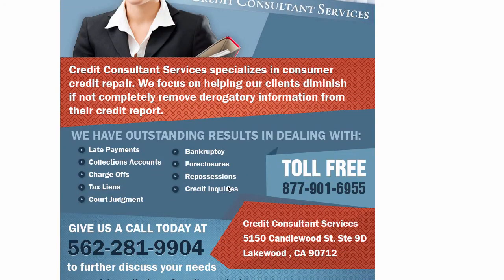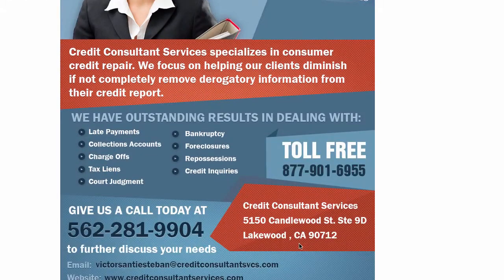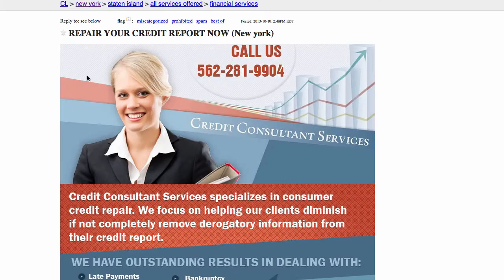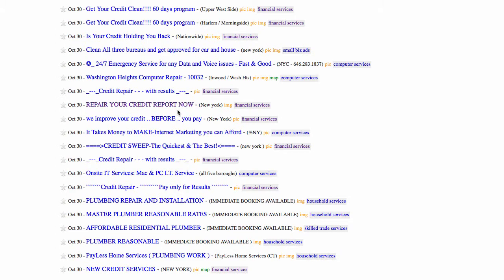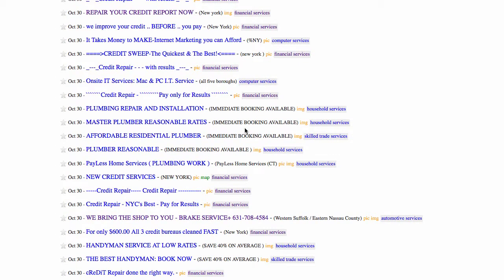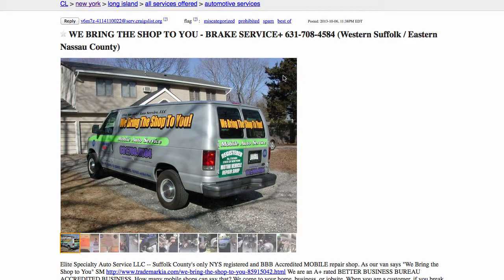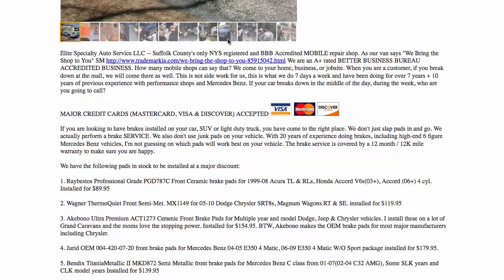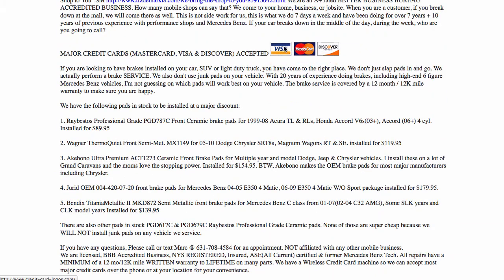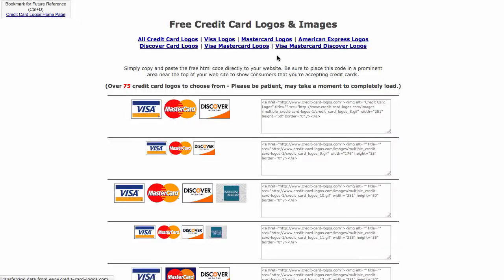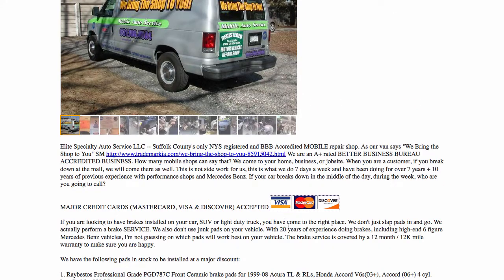And call toll-free. It's a good toll-free number, but they're based out of California, so normally you would want someone local when looking for a service. Here's somebody who's using the phone number in the ad. It's not credit repair, but if you're selling leads to brake services, this would actually be a great ad. Telling you that they accept credit cards. They shouldn't make that clickable.